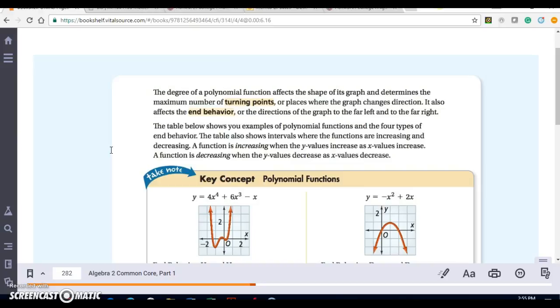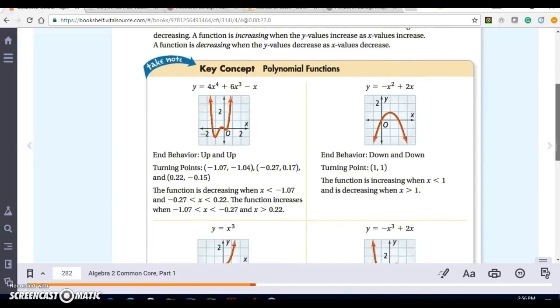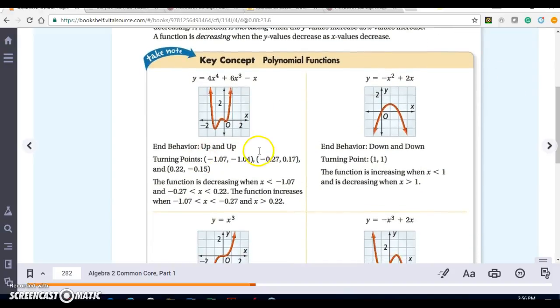The table also shows intervals where the functions are increasing and decreasing. A function is increasing when the y values increase as x values increase. A function is decreasing when the y values decrease as the x values decrease. So let's take a look at this function. So we have an end behavior of up, up.